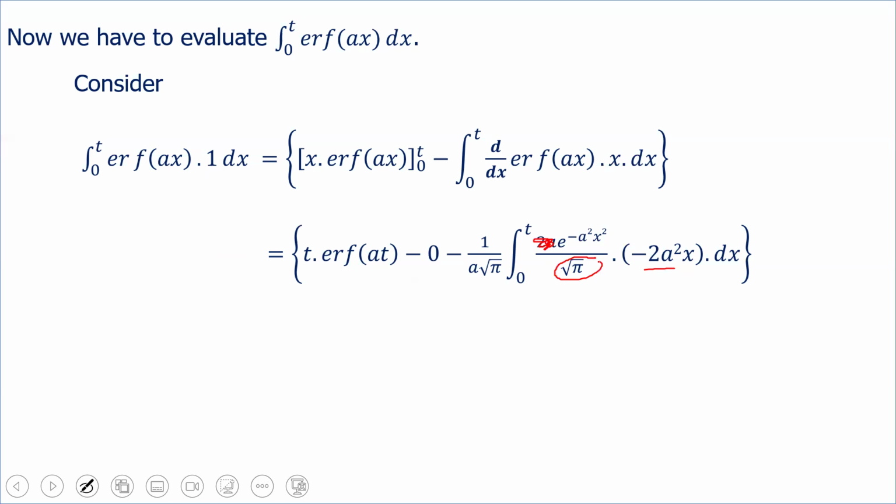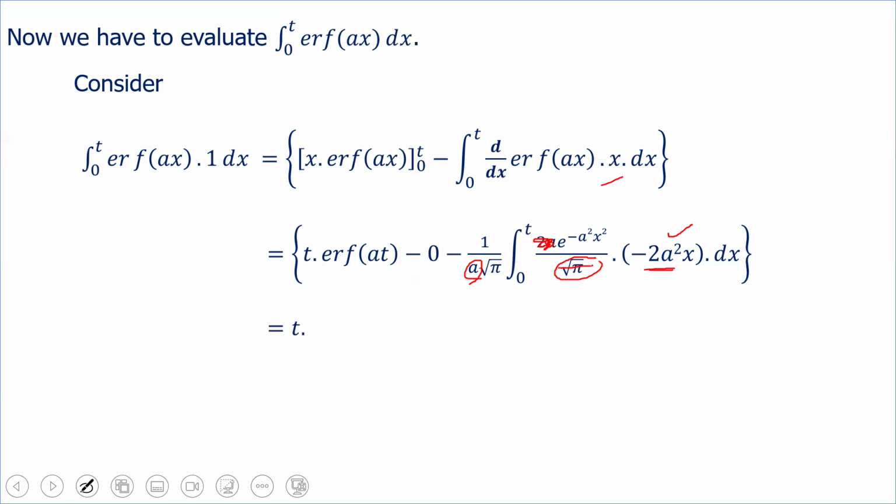Okay, is it clear, everyone? We have this 2a. This 2a is over there, and since we want one more a, we have divided and multiplied by a. X is already over here, and this we have taken this side.